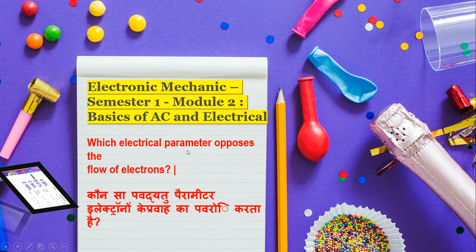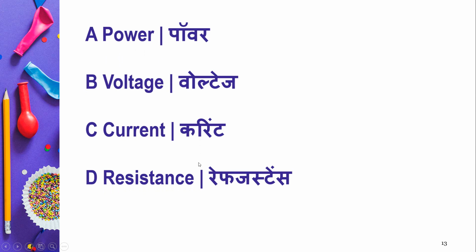Which electrical parameter opposes the flow of electrons? We know, what is the meaning of resistance? The property of a material which opposes the flow of electrons in the circuit is known as resistance. Therefore, the resistance opposes the flow of electrons.